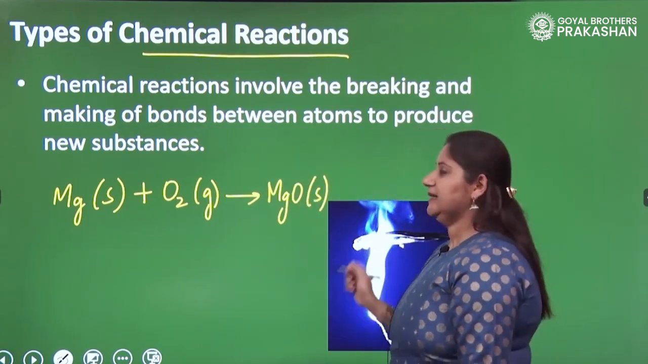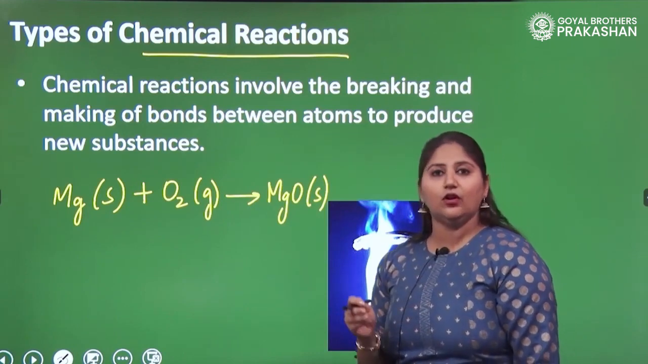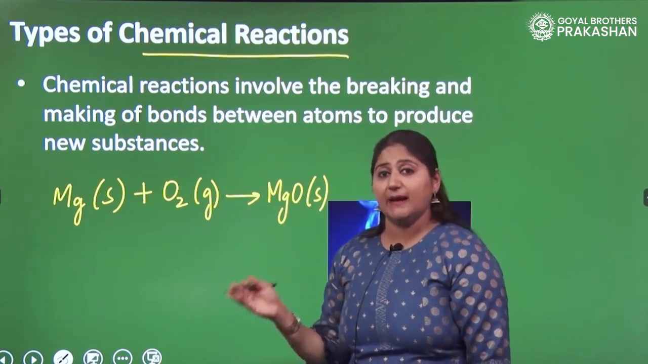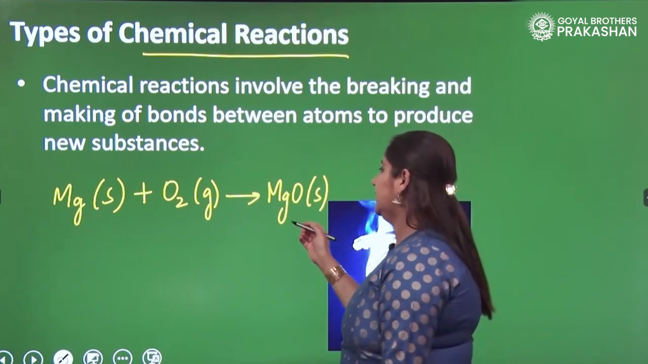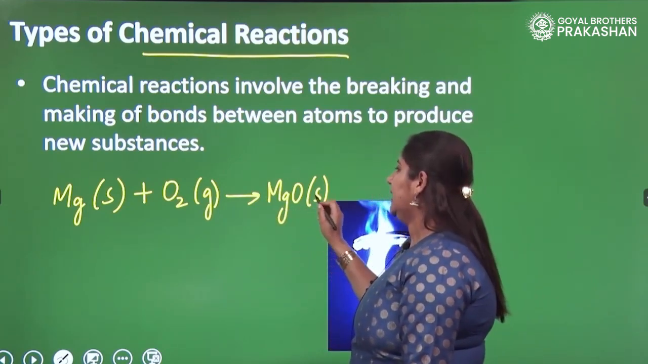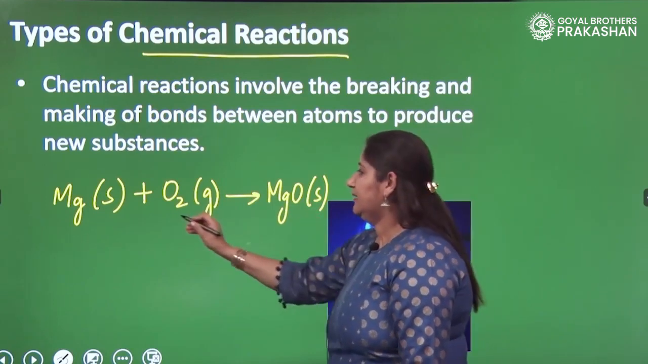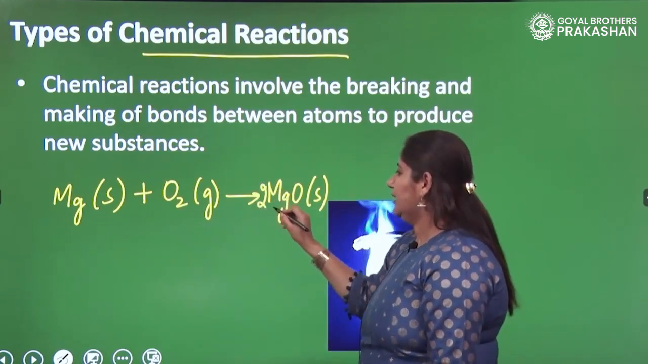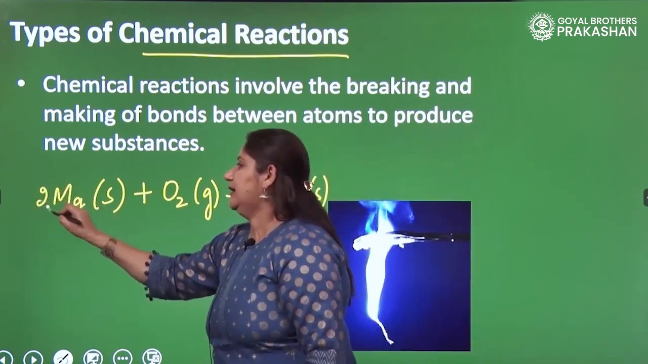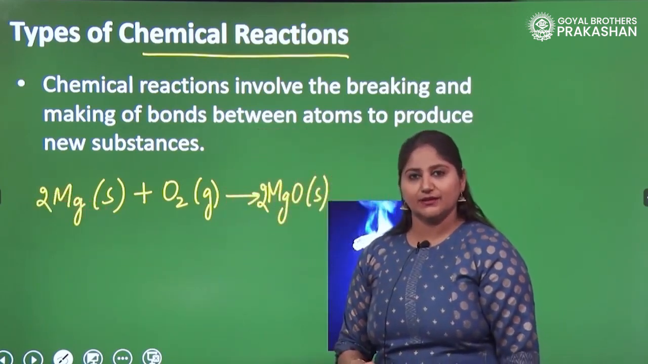So, what happens in this particular reaction? First of all, we will always check whether the reaction is balanced or not. This particular reaction is not balanced, because I can clearly see magnesium oxide has one O, while here on the LHS, there are two oxygen atoms. So, I must multiply by 2 here and multiply by 2 here. Now the reaction is balanced.